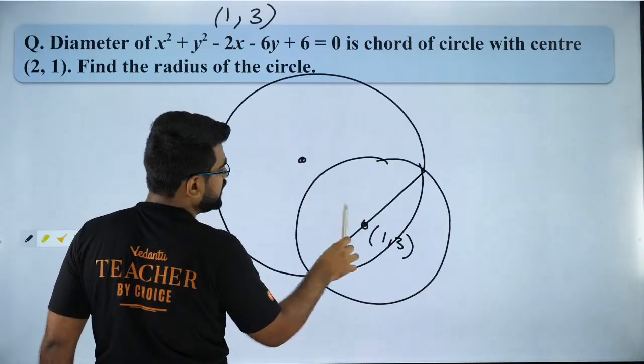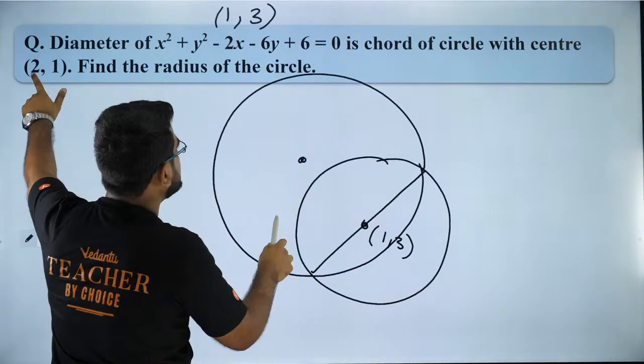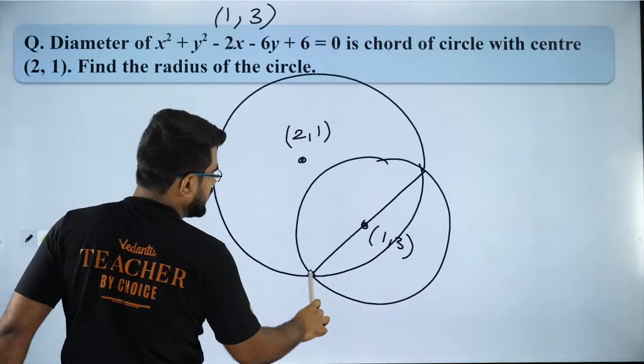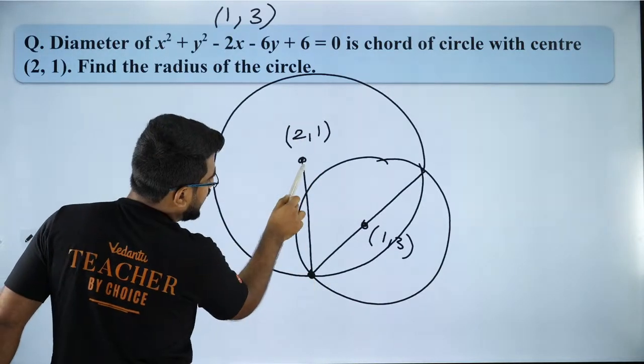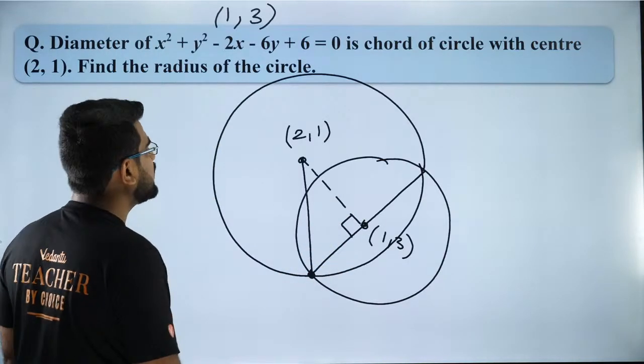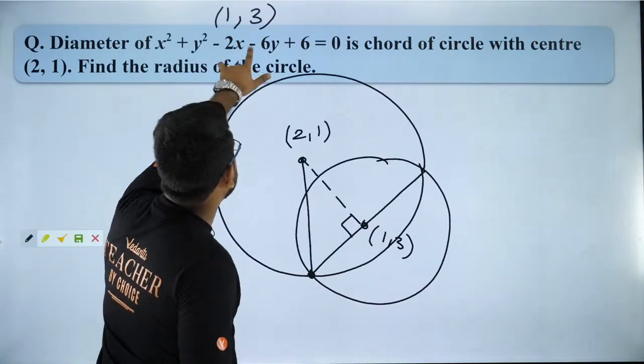Okay, for another circle, this is just a chord. And that circle center is (2, 1). We need to find the radius. So I will connect these two points and I will drop a perpendicular. So this will be perpendicular. Are you all clear? So now, what is the radius of this circle?